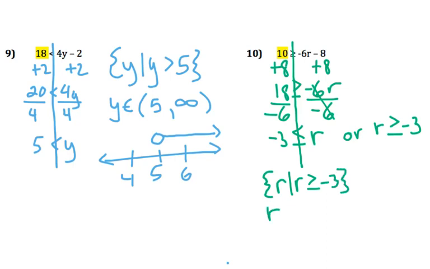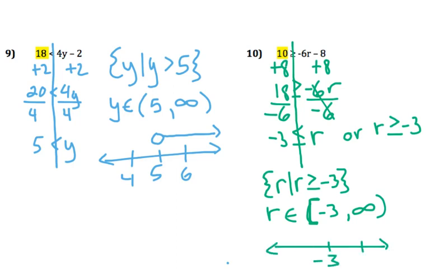Interval notation, r is an element from negative 3, and here instead of parenthesis we should put a bracket because it's an or equal to, going to infinity. Okay, to graph it, we have our number line. We got negative 3 in the middle, negative 2 to the right, negative 4 to the left. We're going to have a closed circle because of the or equal to, or bracket, on the negative 3, and an arrow pointing to the right going to infinity.